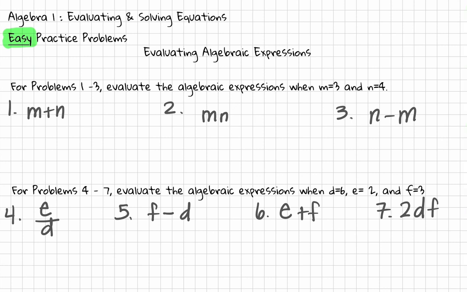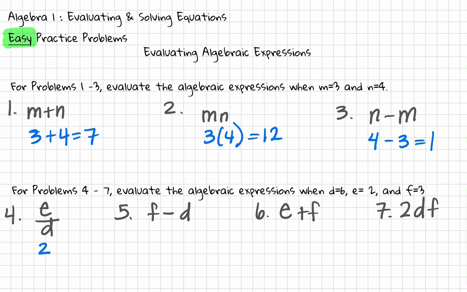So whenever you're evaluating something, they give you the value of the variable. So we are just figuring out the value of the whole expression. For the first one, m is equal to 3 and n is equal to 4, so it's going to be 7. For the second one, it's going to be 3 times 4 equals 12, and then 4 minus 3 is equal to 1. For problems 4 through 7, evaluate the algebraic expressions when d equals 6, e equals 2, and f equals 3.